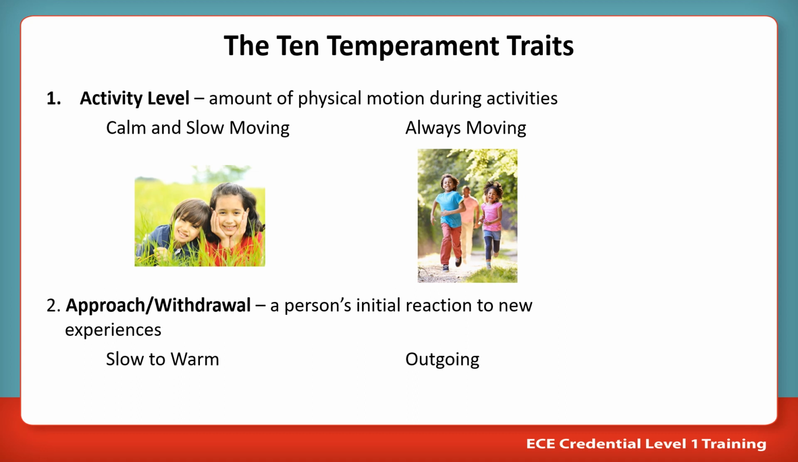First one is activity level, the amount of physical motion during activities. Some children are calm and slow moving versus other children are always moving. They just don't seem to want to sit still, and that is a temperament.